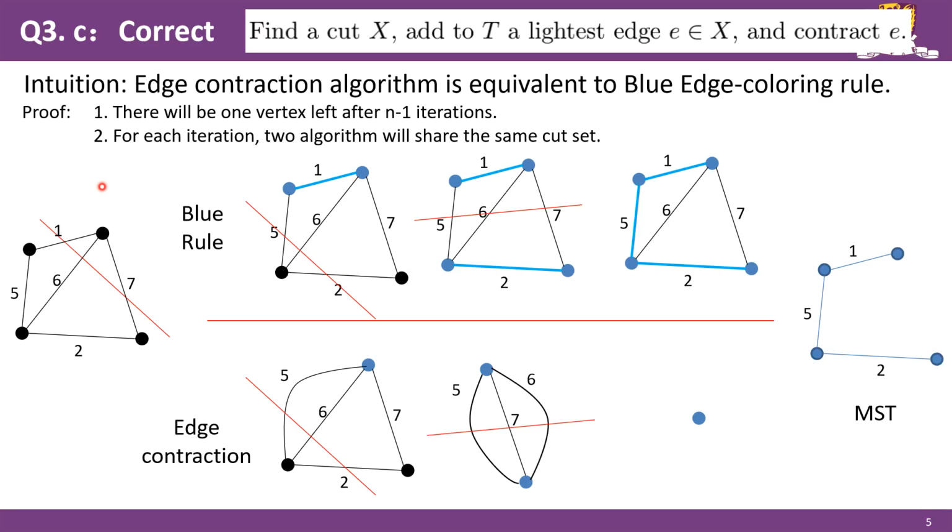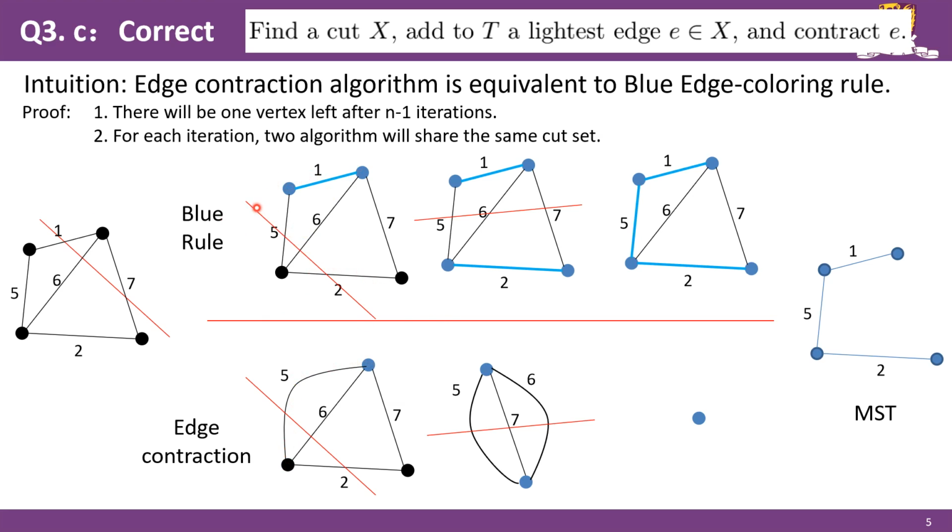Now let's look into this example. So here's our original graph, and we make a cut here. We can apply the blue rule like this, and we can also apply the edge contraction rule like this. For this cut, this edge will be colored blue with the blue rule, or it can be contracted into one node like this, and then we will add another cut here.